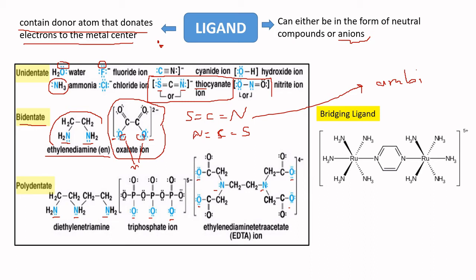Okay, in the previous slide, I mentioned the bridging ligand. So this is an example of a bridging ligand, where it is in the middle of two central atoms, meaning it tries to connect these two metals, so it serves as a bridging ligand.